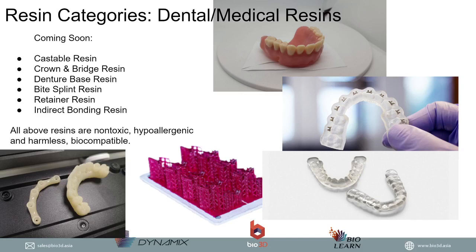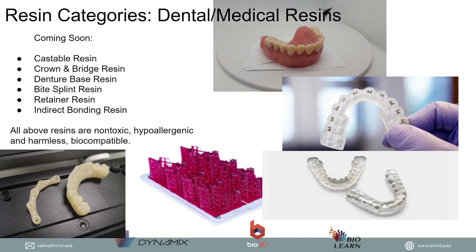So Uniz has a few castable resins, but they are going to be coming out with a dental specific castable resin that will be very useful for crown and bridge work, for PFM production, for your overdenture bar production, that sort of thing. Then you've got the crown and bridge resin. Now the crown and bridge resin, for example, has high abrasion resistance and strength, and it's strong, rather.